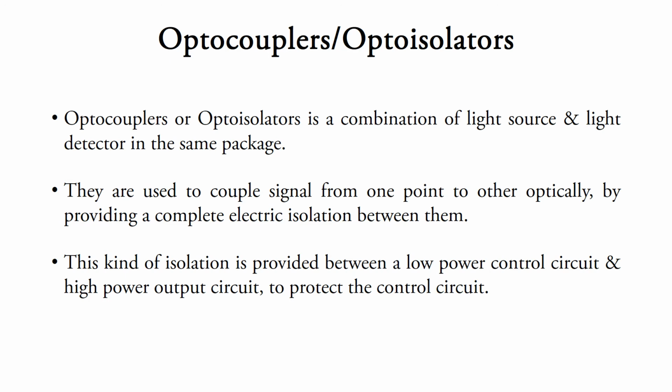If you connect the low current control circuit directly to the high current motor, the motor current, if it is fed back to the input circuit, will damage your control circuit totally. So some electrical isolation has to be provided between the control circuit and the power circuit. In such cases, optocouplers, optoisolators play an important role.